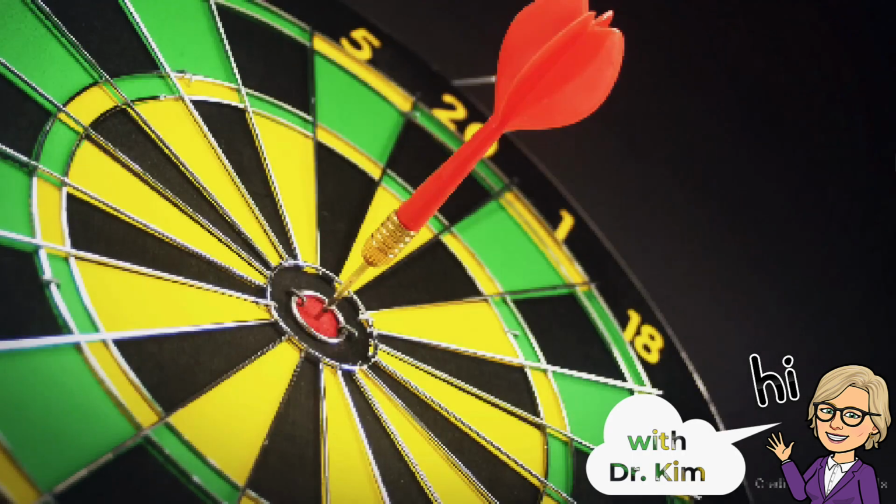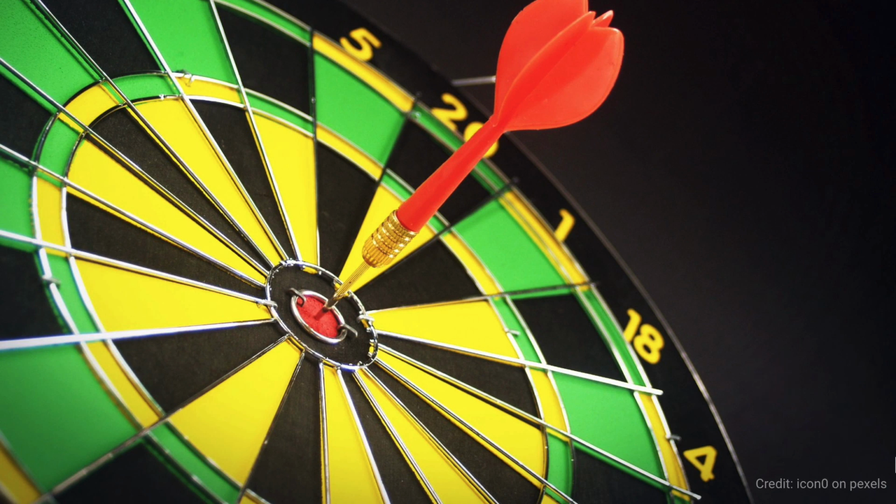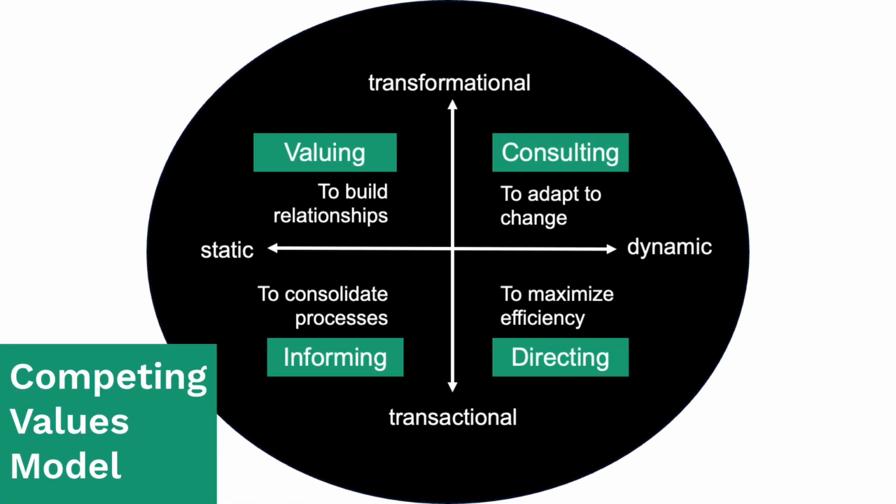This video introduces principles for clarifying your purpose for a message before you write it. These are critical principles for successfully communicating your expertise. To understand the purposes for writing at work, I'm introducing you to a model developed by a management researcher named Quinn. It's called the Competing Values Model.